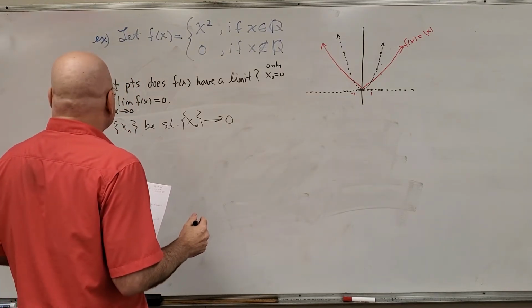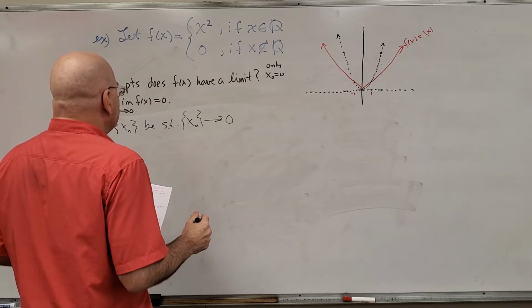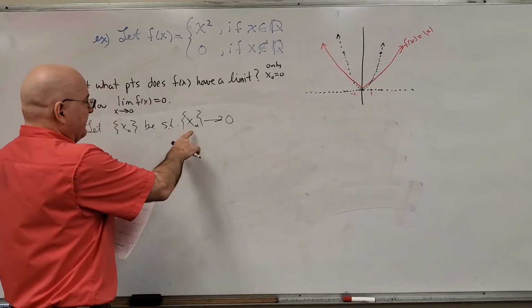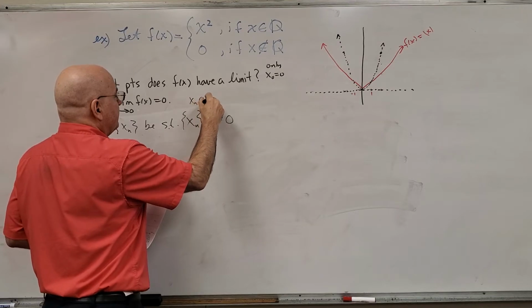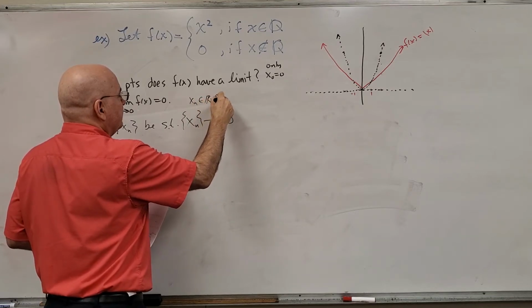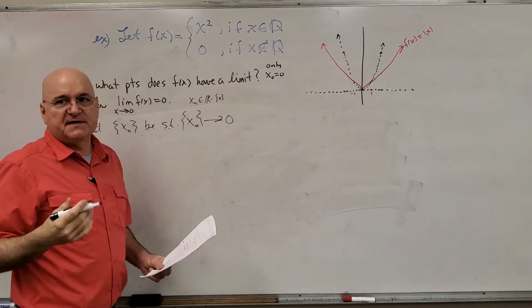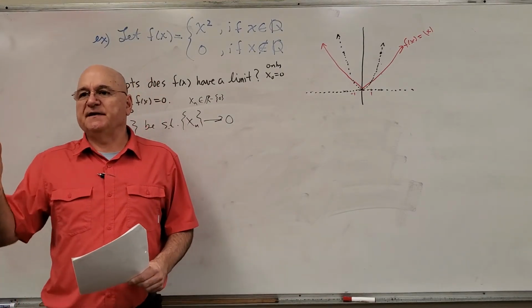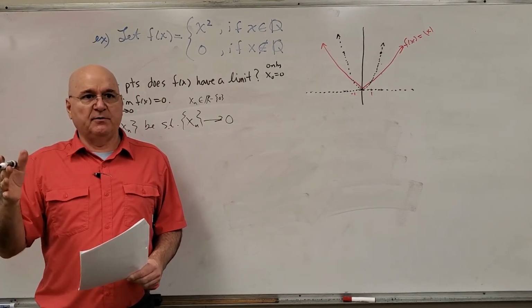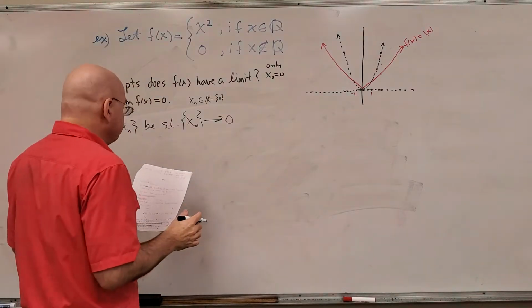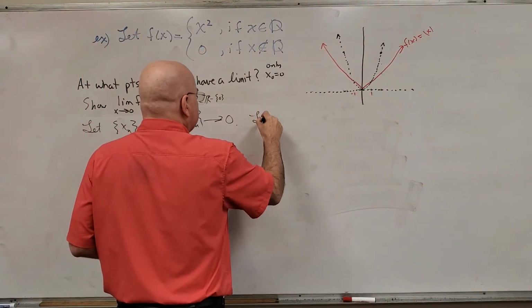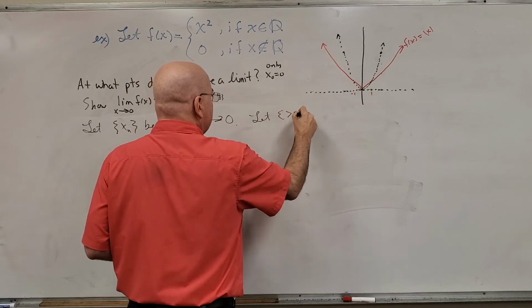And I guess technically by the definition, each xn is supposed to be different from 0. So it's a sequence that has no terms equal to 0, but converges to 0. And let epsilon greater than 0 be given.